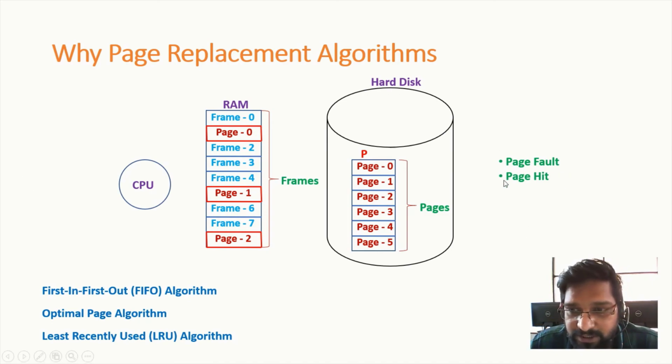Next, what is page hit, right? When CPU is requesting a particular page of a process, if that page is present inside the RAM, we call that a page hit. For example, CPU is requesting page 0 of process P. Since page 0 of process P is present inside the RAM, we call this a page hit, right? I hope you understood this.